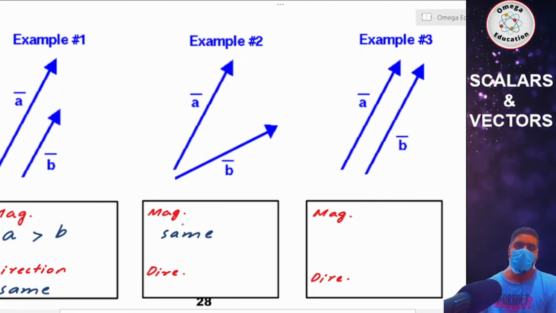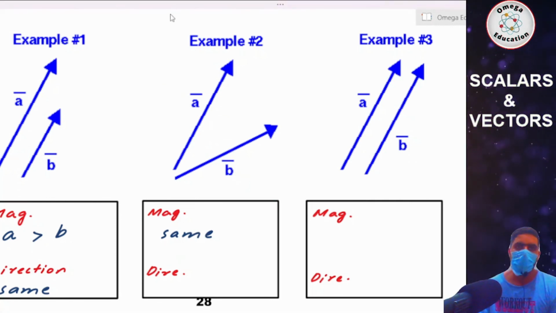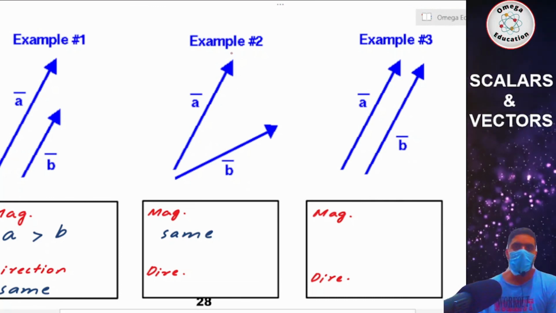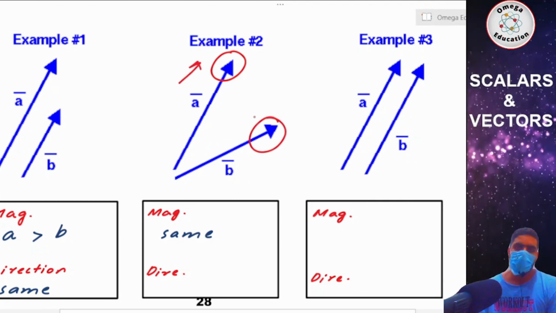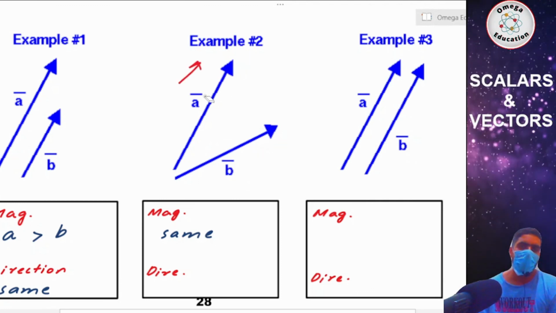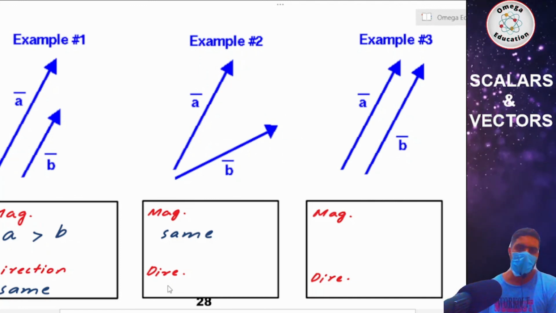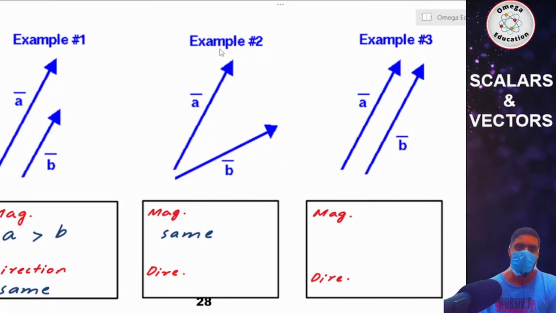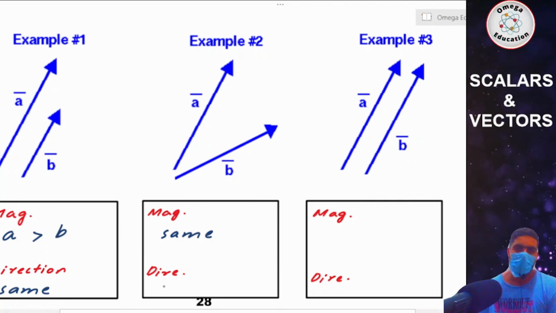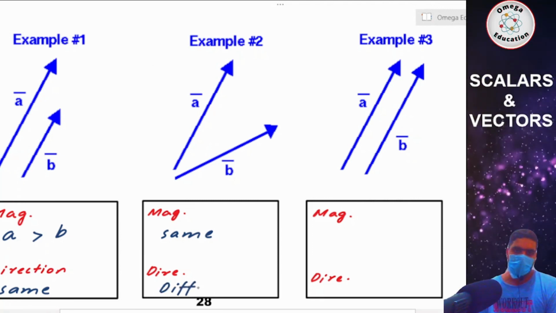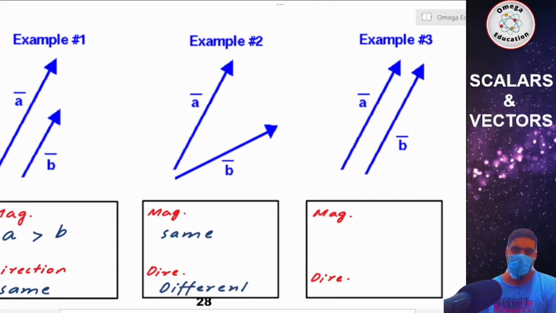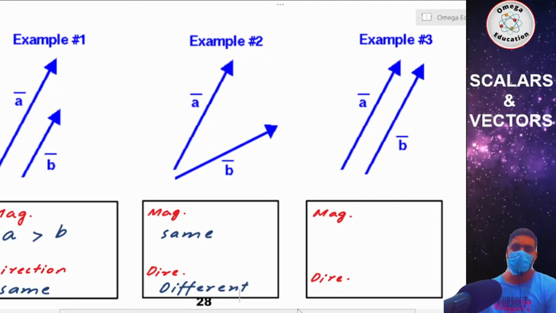Let us talk about the direction. The direction of the vector is represented by the arrow, where the arrow is pointing. This arrow is pointing over here, and this arrow is pointing over here. They have different directions. So direction wise these vectors are different.